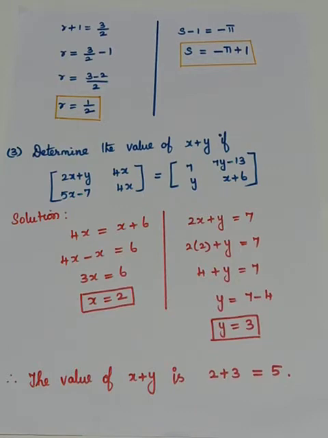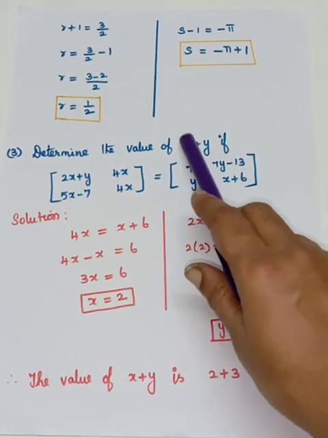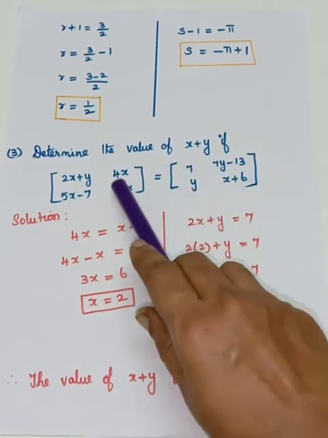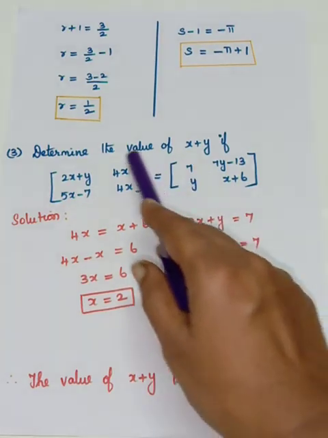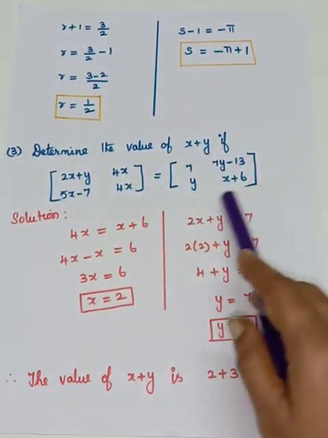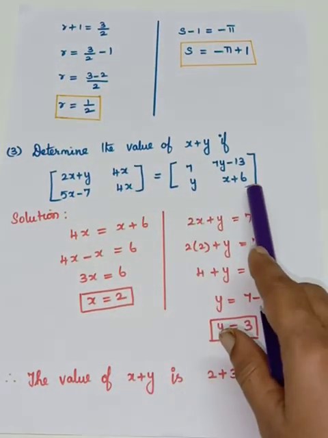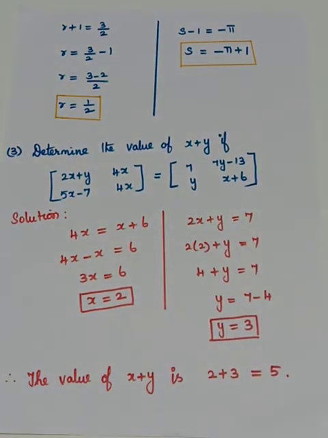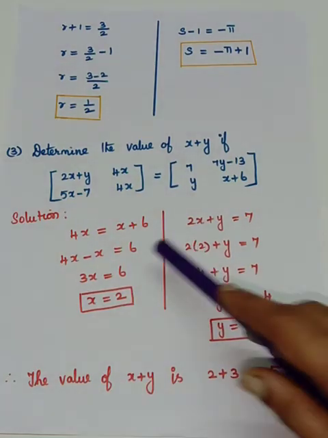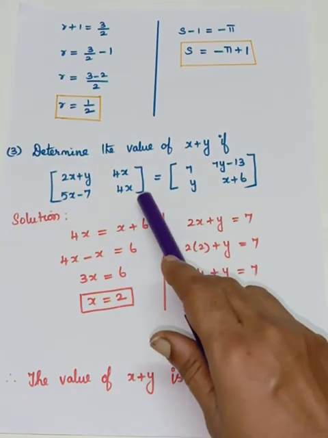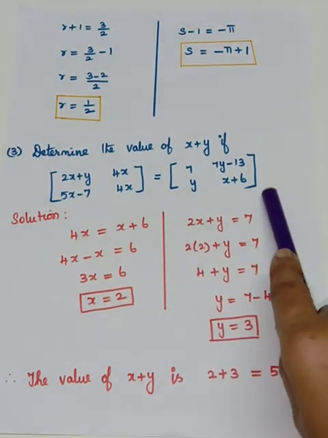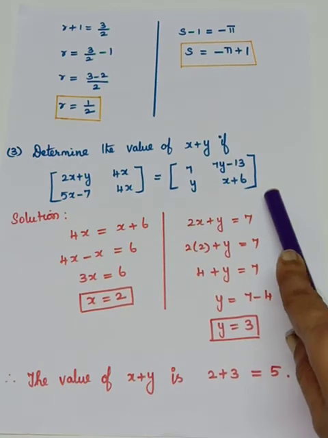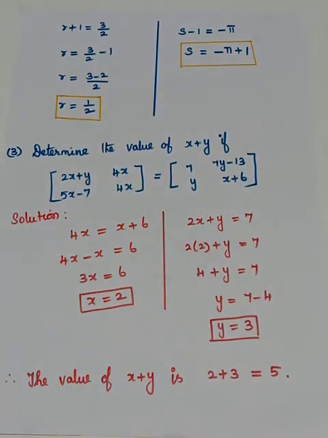And coming to the third problem, determine the value of x plus y. So we have to find x plus y if the two matrices are equal. The left side matrix is equal to the right side matrix. Two matrices are equal under two conditions. The first condition is the order should be same and the second condition is the corresponding entries should be same. The order of the left hand side matrix is 2 by 2, and the right hand side matrix is also 2 by 2. So the order is same. Next, the corresponding entries should be same.